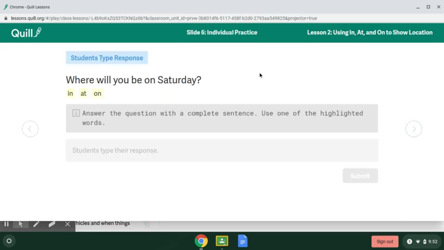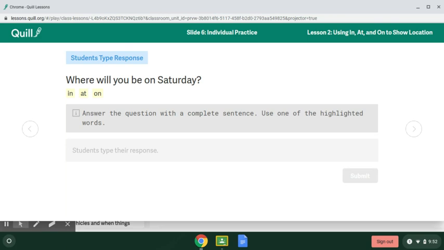Let's think about how we could answer this question. Where will you be on Saturday? I could answer the question using the preposition in, at, or on, depending on what I'm going to describe, right? I will be in Tahoe. So if I'm using the name of a city, then I would use in. I would be in Hawaii. I wish I would be in Hawaii, but that would be the name of a state. So I would use in.